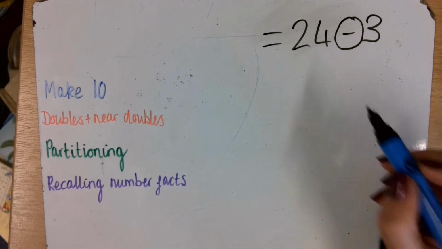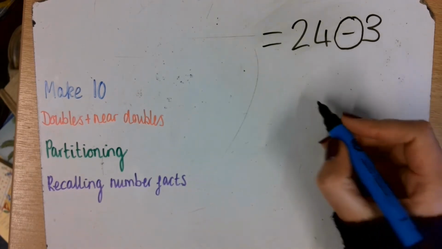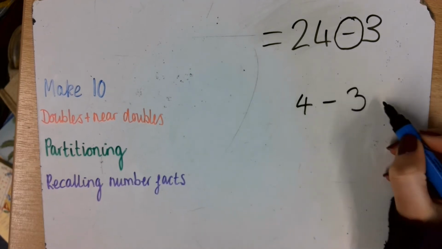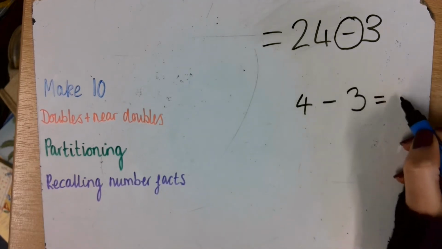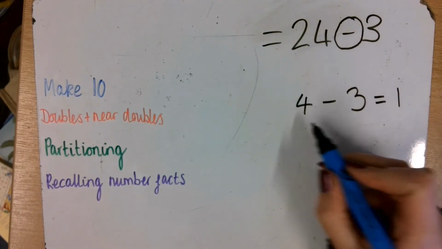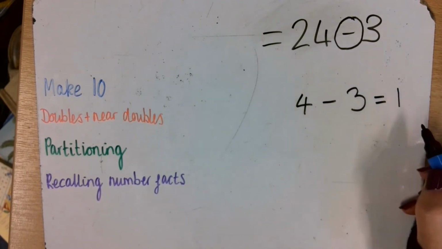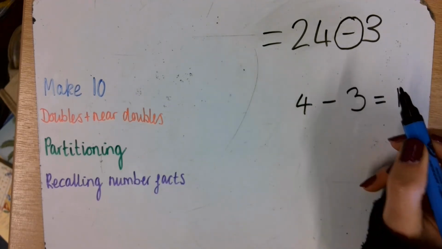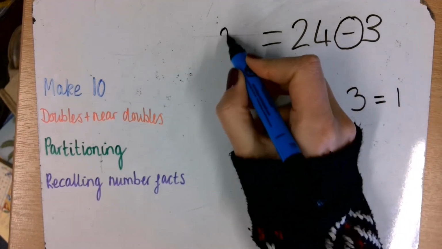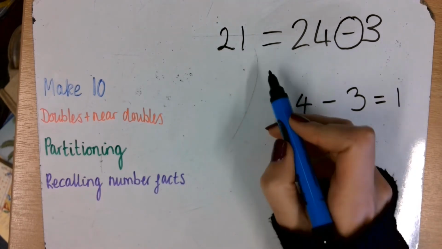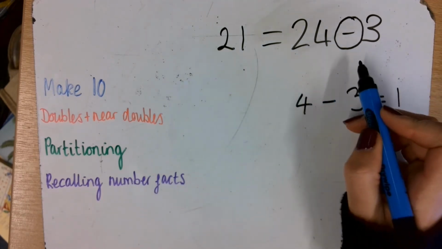So first of all, looking at the ones, I know that 4 take away 3. I know that fact because I know that equals 1. So therefore I can derive and think, so I know that 4 take away 3 equals 1. So therefore I can do 24 take away 3 equals 21. And now the equation is balanced. It's 21 equals 24 take away 3.